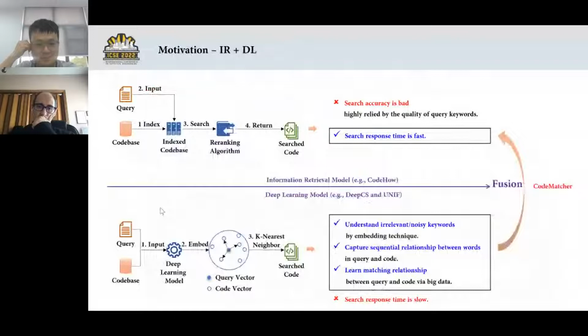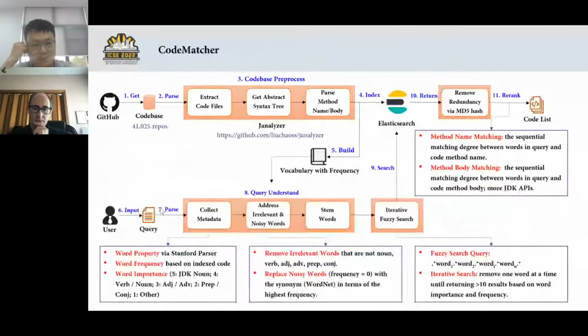We can see that existing approaches, such as the information retrieval model, work fast, but the accuracy is bad. The deep learning models work slowly, but they have 3 advantages: they understand irrelevant keywords, capture sequential relationships between words, and learn matching relationships. Our goal is to fuse their advantages. We here present our Code Matcher.